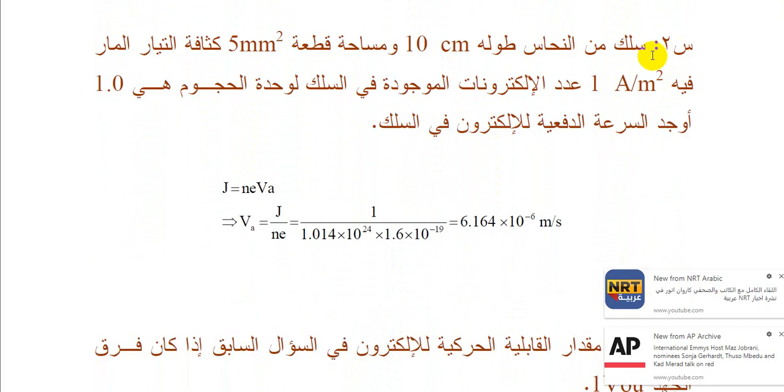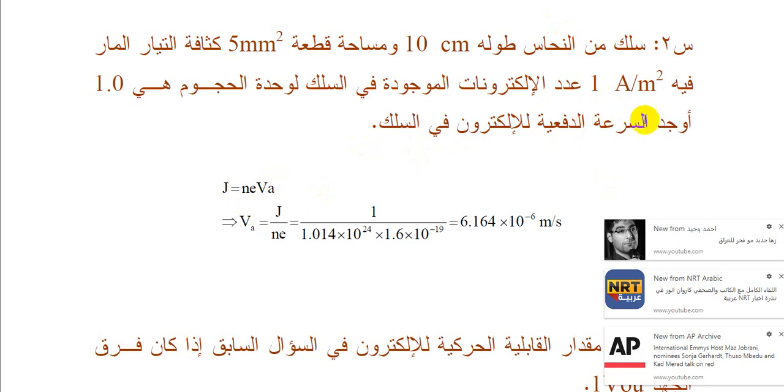Question 2. A wire of copper with a length of 10 cm and a cross-sectional area of 5 mm squared. Current passing through is 1 ampere. Electron density in the wire per unit volume is 1. Find the drift velocity of electrons in the wire, throughout the wire.